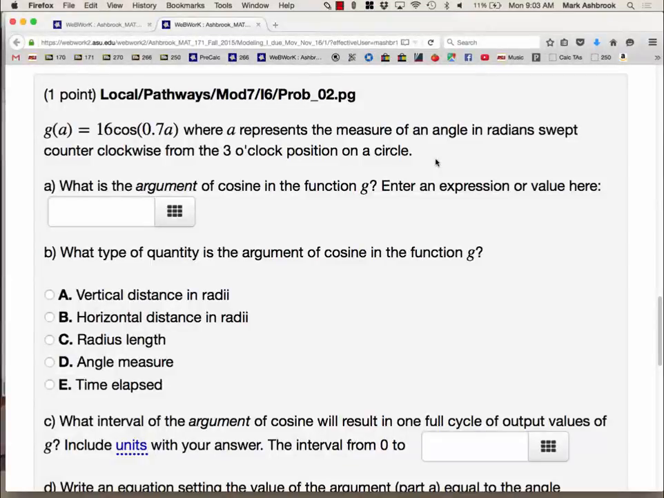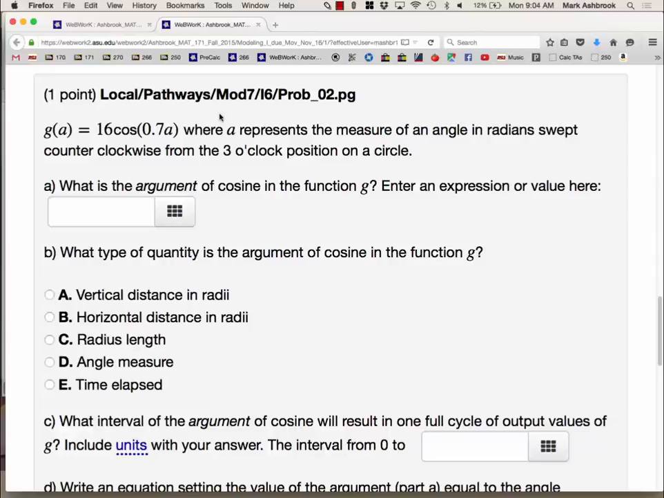Okay, let's talk about a couple in the woodwork here. So this one here, now notice it says A represents the measure of an angle in radians swept counterclockwise from 3 o'clock. Okay, but notice that then we have an argument 0.7A. What does the argument 0.7A represent?